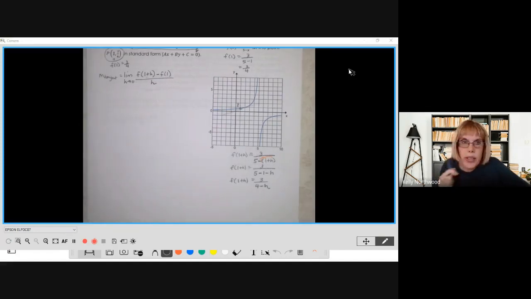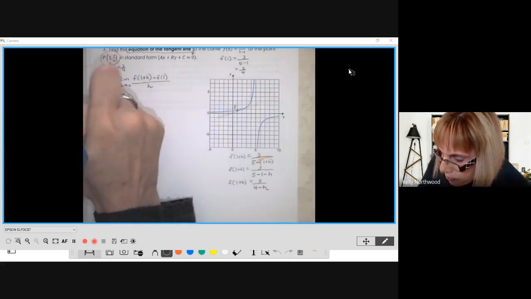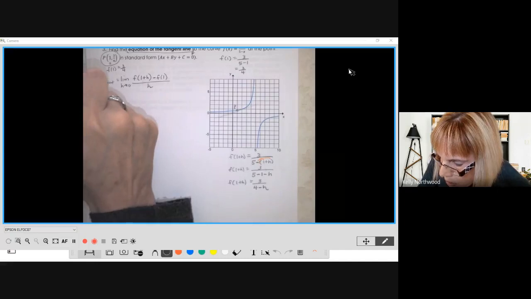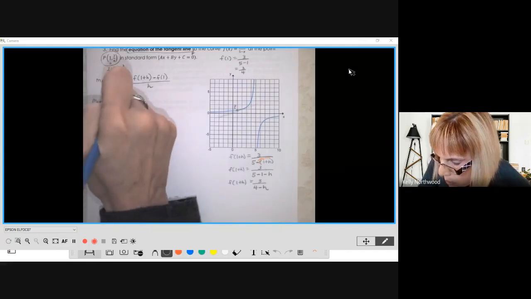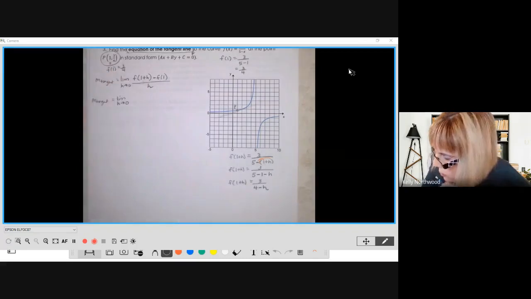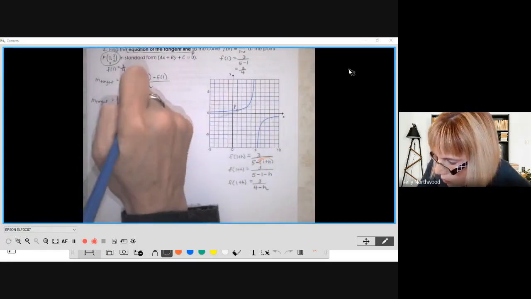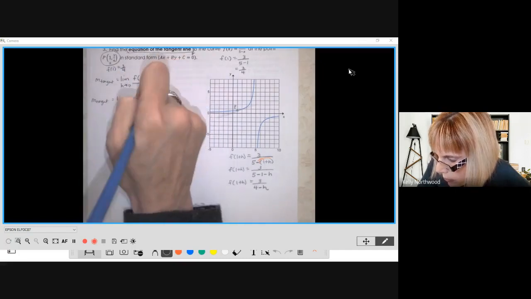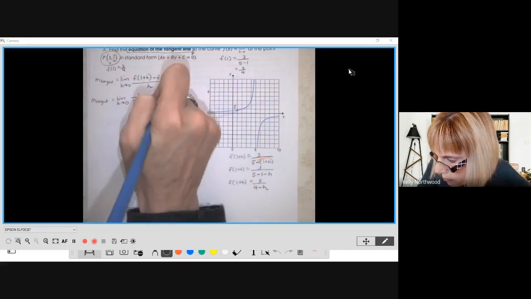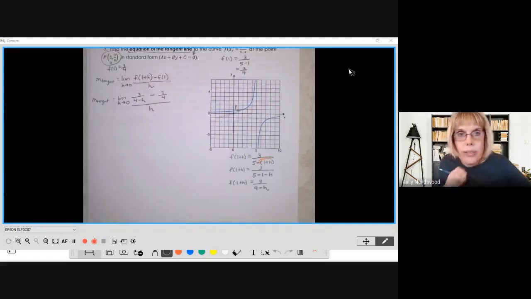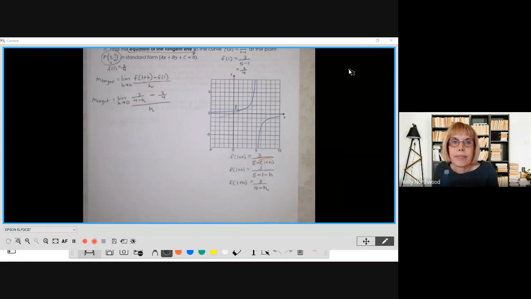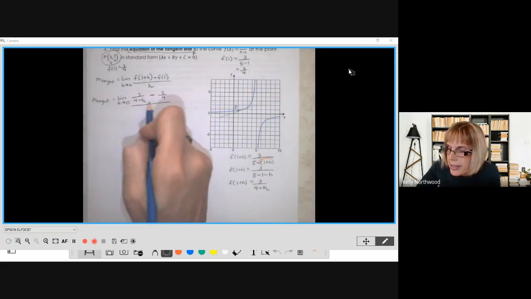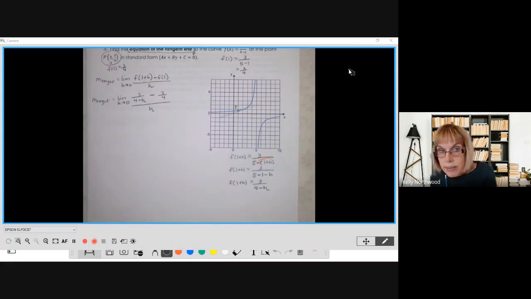Once we've got them, we're going to go back to our slope of the tangent formula and substitute them in. So the slope of the tangent is equal to the limit as h approaches 0 of 3 over 4 minus h, minus 3 over 4, over h. So I've got this 3-layer fraction that I have to simplify. So I'm going to look in the numerator and see what there is to do there, and there's a subtraction. How do I subtract fractions?